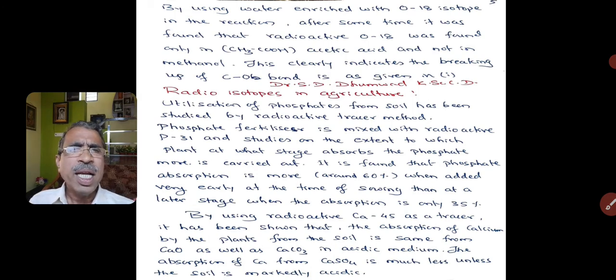By using radioactive calcium 45 as a tracer, it has been shown that the absorption of calcium by the plants from the soil is same from calcium oxide as well as calcium carbonate in acidic medium. The absorption of calcium from calcium sulfate is much less unless the soil is markedly acidic.